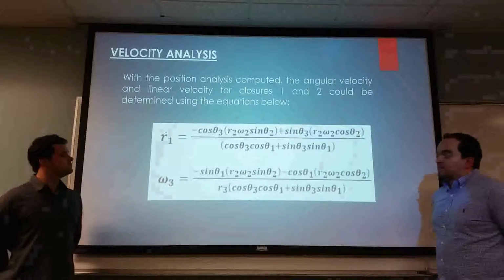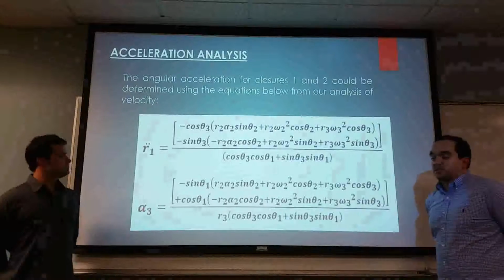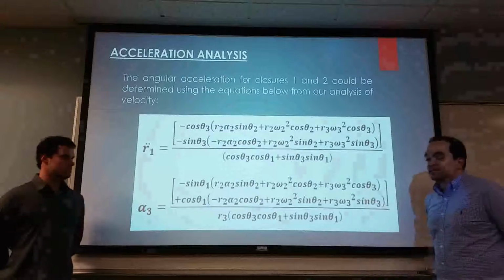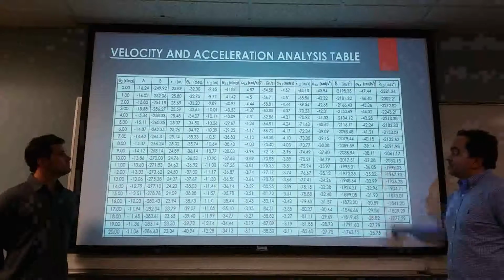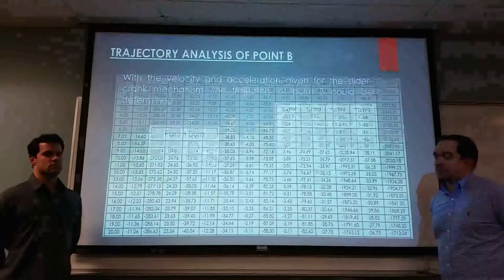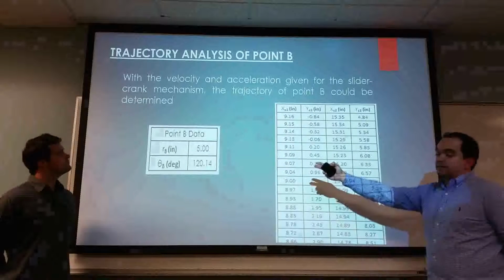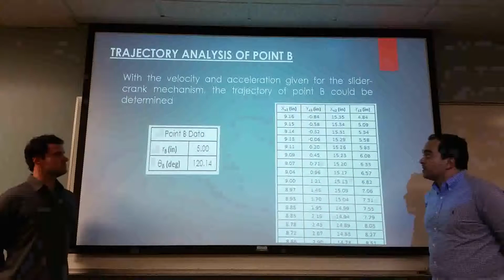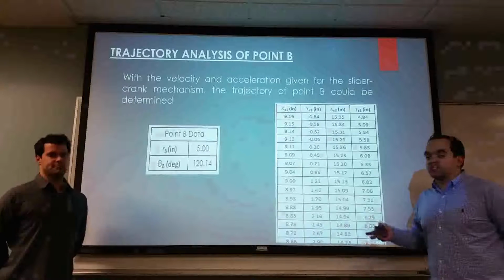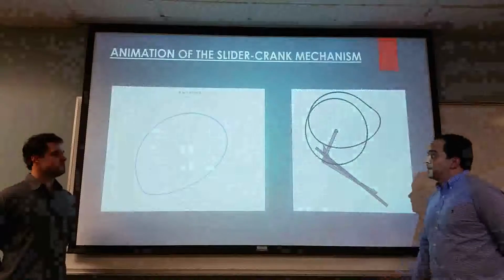The velocity analysis and the acceleration analysis for the slider crank were also calculated using the equations given in class. And the final result was a clean set of data also for the kinematic analysis, as you can see here. An extra effort was to calculate the position of point B and calculate the coordinates of this point in order to trace it and get a plot to compare with what we're getting in SolidWorks.